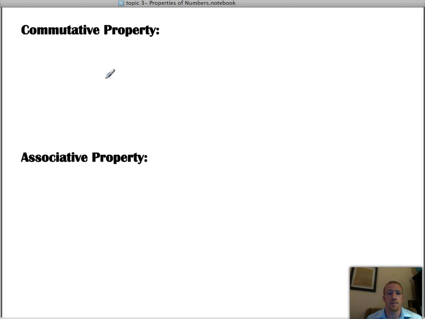The commutative property. Commute, you ever heard of like your daily commute when you travel someplace? So if you can move the numbers and it still works, that's the commutative property. So here's what I mean. That strictly says that, well, look at this. Is this true? Is 2 plus 3 equal 3 plus 2? Well, sure it is. All right, so that means that the commutative property works for addition.